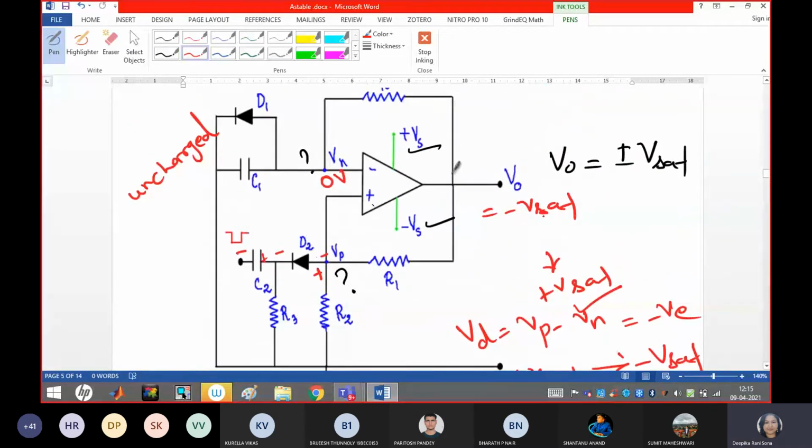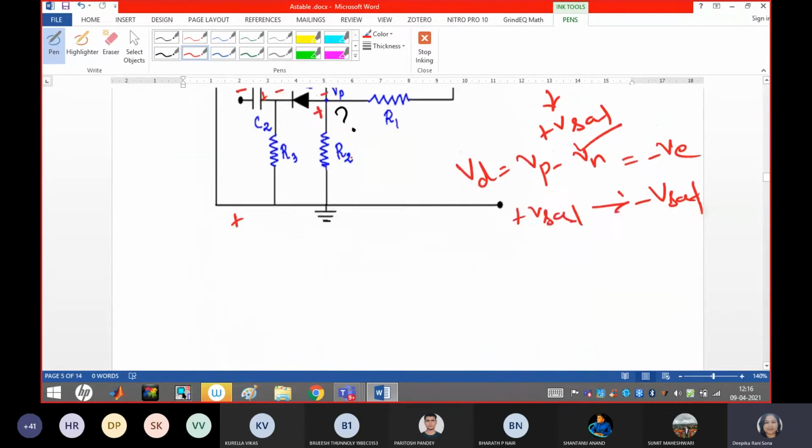What is the condition now? Because of the minus V set level, I will get this Vn as negative. Now Vp is also negative because of the negative triggering pulse. So if I take the difference, Vd equals Vp minus Vn, equal to a negative voltage. But if the magnitude of Vn is greater than Vp, my output will change to positive, and that positive voltage will make this minus V set change to plus V set.